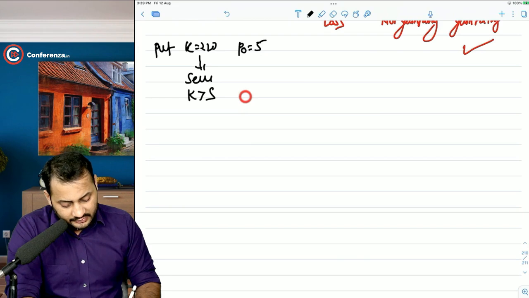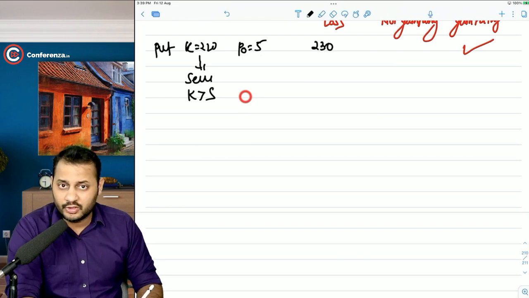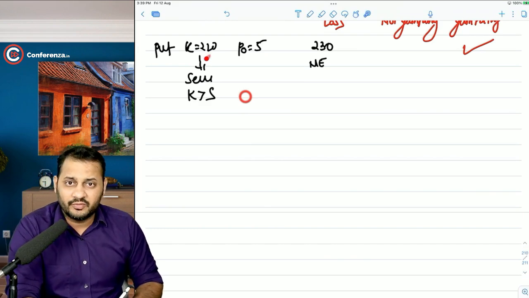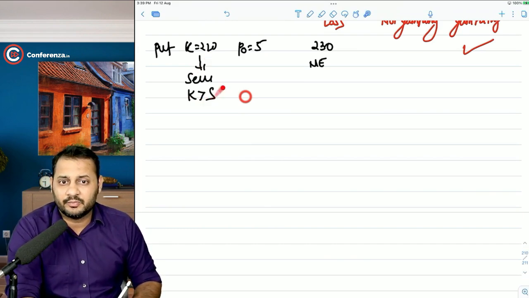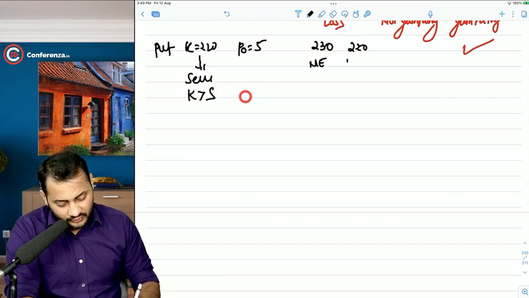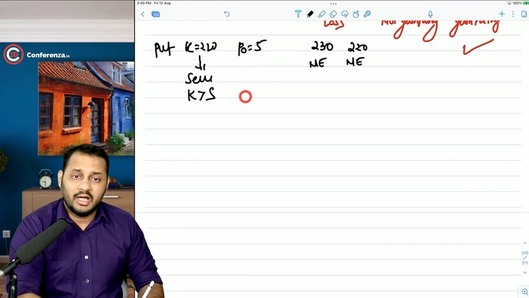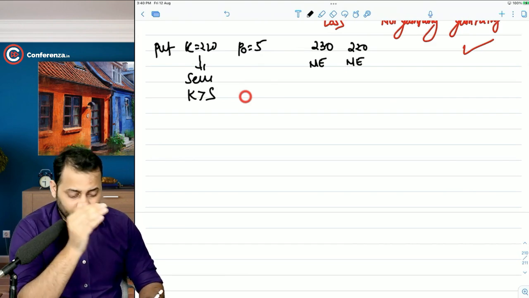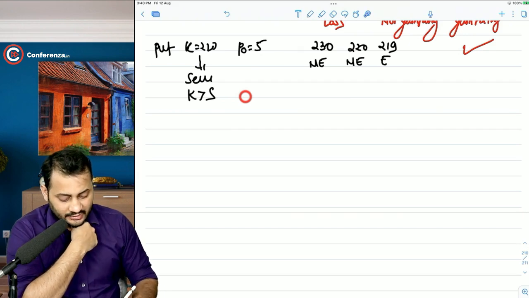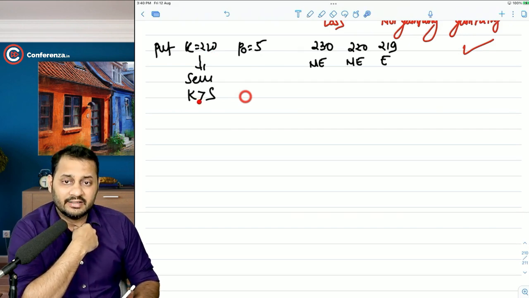Understand that if it is 230, you are not going to exercise. Why? Because the strike price of 220 is not greater than the spot price. Spot price is greater in this case. So if it's 220, you are still not going to exercise the option. And if it comes down to 219, you will exercise the option, because at that time 220 will seem to be higher than the spot price. 220 is higher than 219.